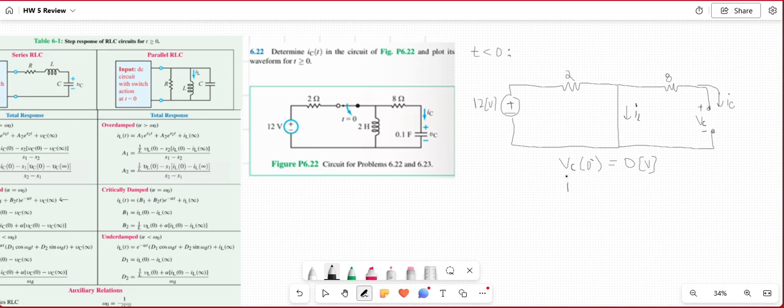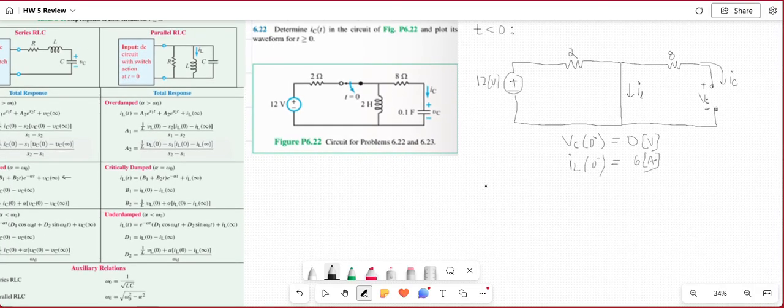IL, it's going to take all of this current, it's going to go all the way through here. So you have a short circuit, and if you're doing source transformation, you see it's going 6 amps through here. So IL of 0 minus equals 6 amps. That's our first part. Now we want to do t greater than or equal to 0.